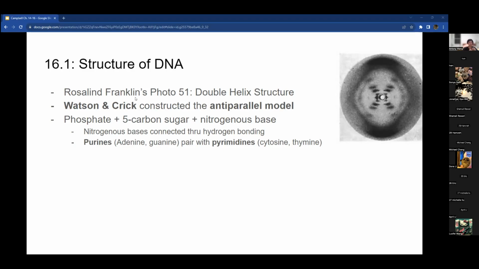So the structure of a nucleotide, which is a monomer for DNA, consists of a phosphate, sugar, which is deoxyribose, and a nucleotide base, the nitrogenous base.